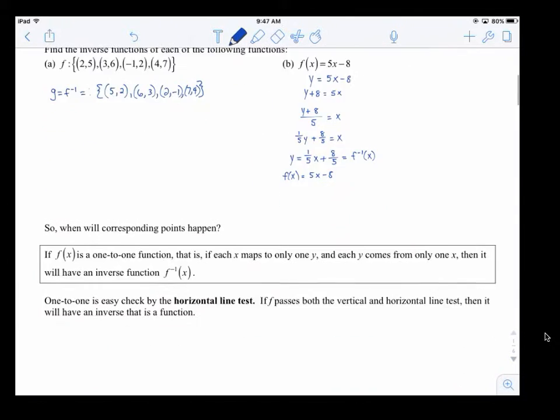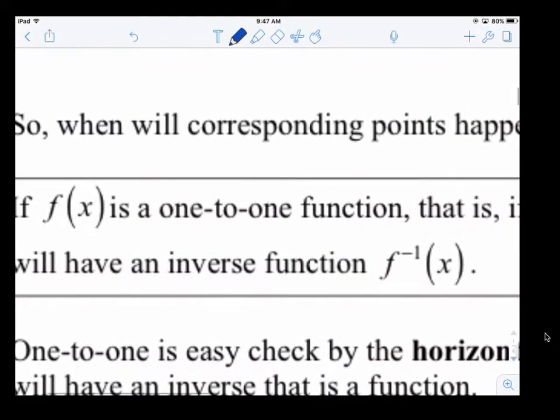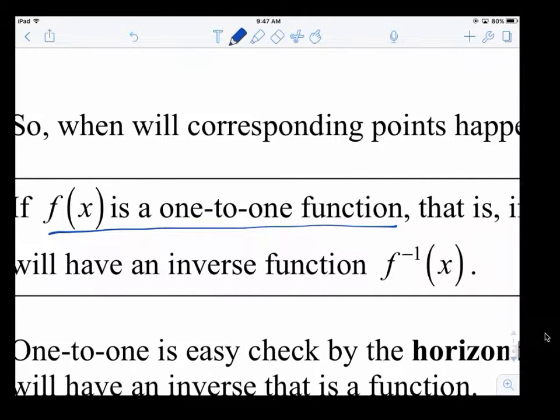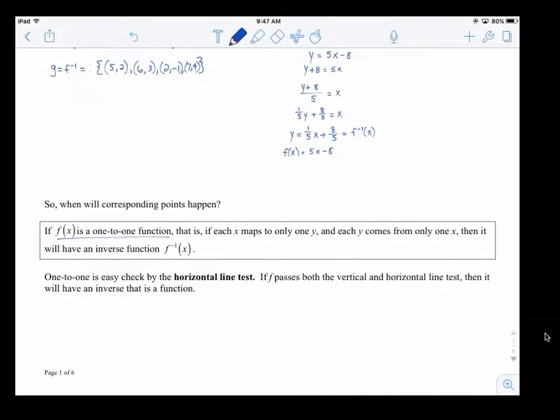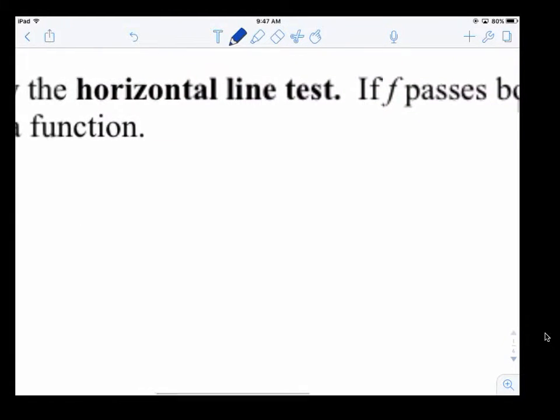So the only way that you can find an inverse is if the function is what's called 1-to-1. That means that each x maps to only one y, and each y comes from only one x. What you can do is test yourself with a horizontal line test. If it passes both the vertical and horizontal line test, then it has an inverse function.